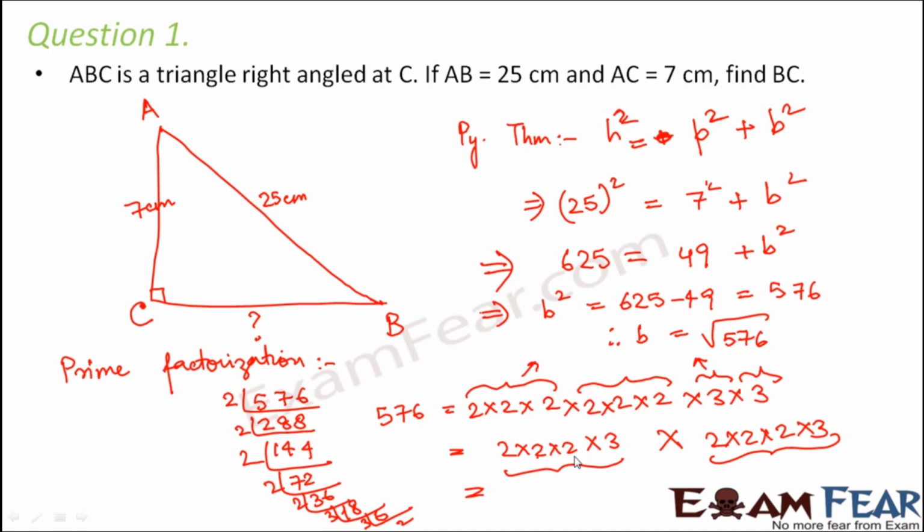So 2 2's are 4, 2 4's are 8, 8 3's are 24. So 576 can be written as 24 into 24. Therefore, root over 576 is equal to 24 centimeter. Therefore, the value of BC would be 24 centimeters.